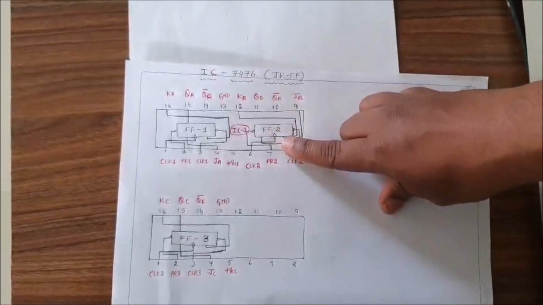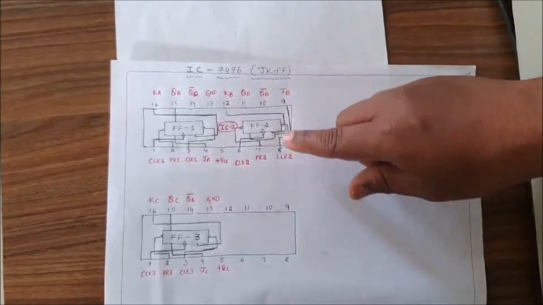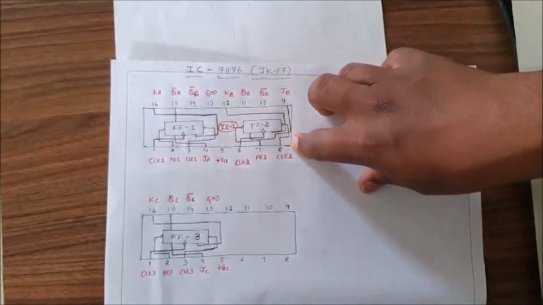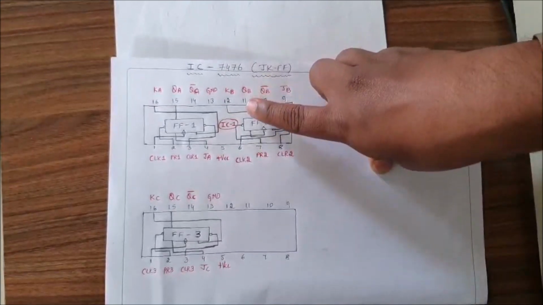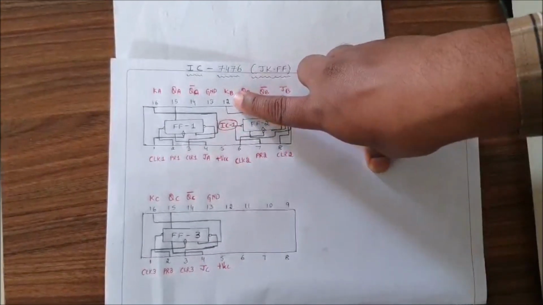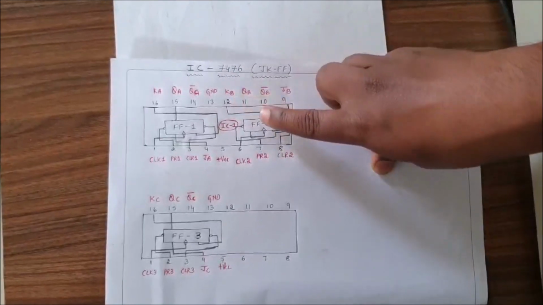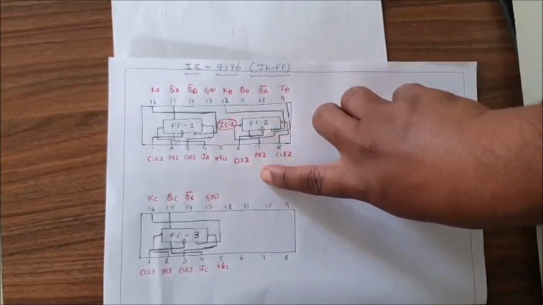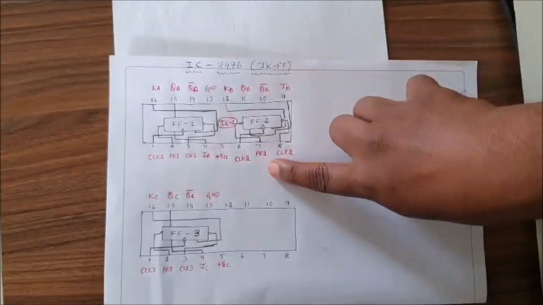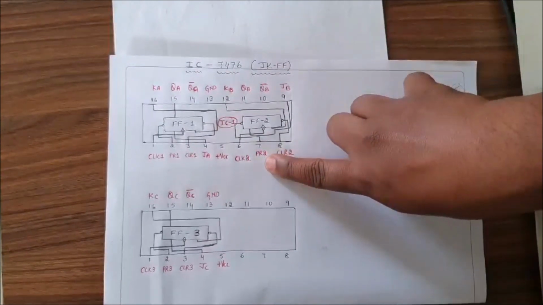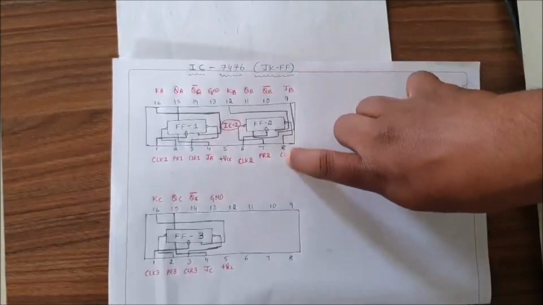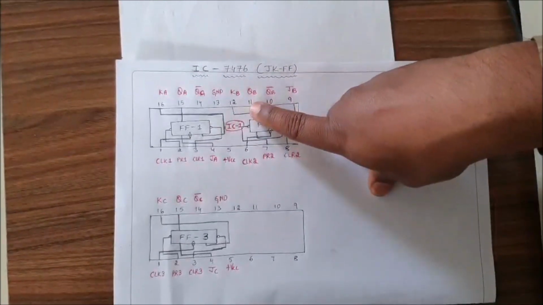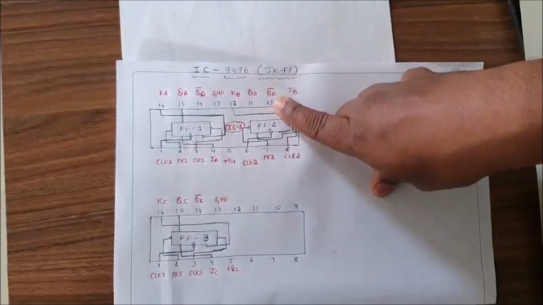Like that, for the second flip-flop, we have 3 synchronous inputs: one is clock 2, another one is JB, and the third input is KB. And we have 2 asynchronous inputs, that is preset 2 and clear 2. And we have 2 outputs, one is QB, another one is QB bar.